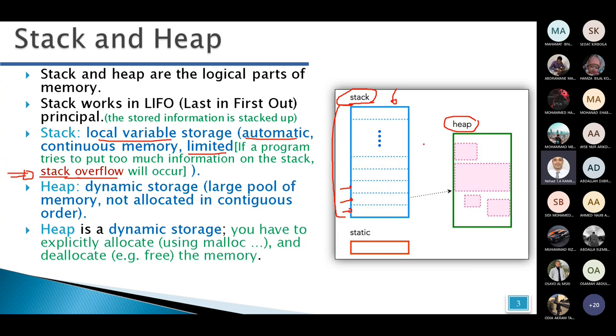Okay, about the heap. Heap is a dynamic storage. Dynamic means at the runtime you can use this storage. Actually, it's a large pool of memory. Actually, it's almost the empty size of the memory. So its limit is the size of the memory limit, not like the stack. So you can consider it unlimited compared with the stack, but it still has a limit. What's the limit? The empty size of the memory. Okay. Not allocated in contiguous order.